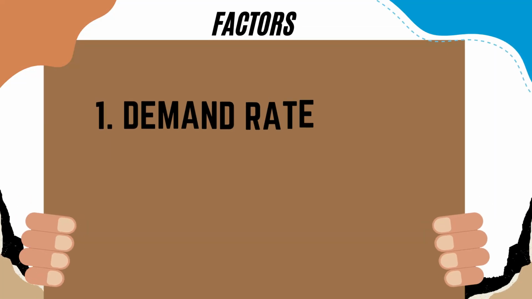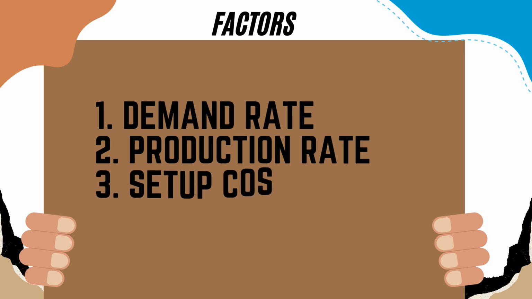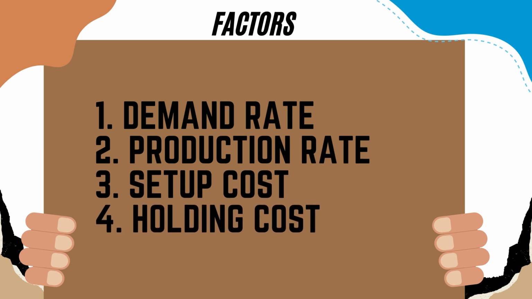First, we're going to talk about the factors determining EBQ. 1. Demand rate. This refers to the rate at which the product is demanded by customers. A higher demand rate might necessitate larger batch sizes to meet customer needs. 2. Production rate. The rate at which the product can be produced. A higher production rate can allow for larger batch sizes without significantly impacting inventory holding costs.